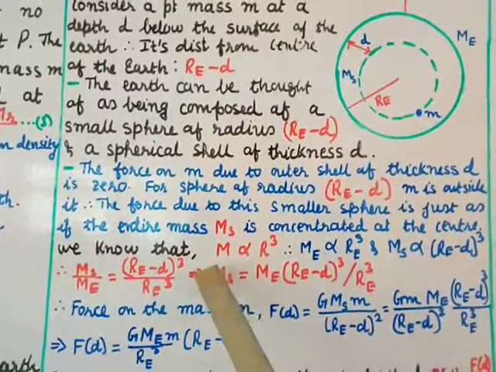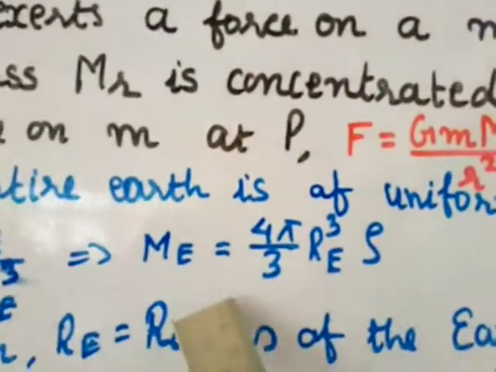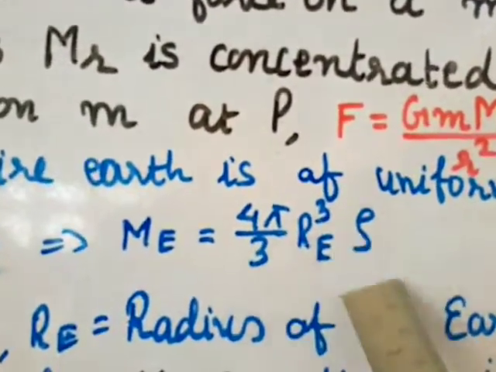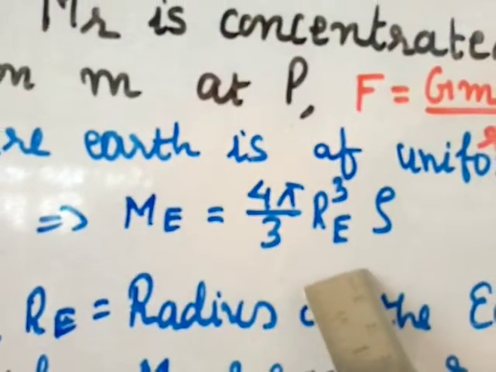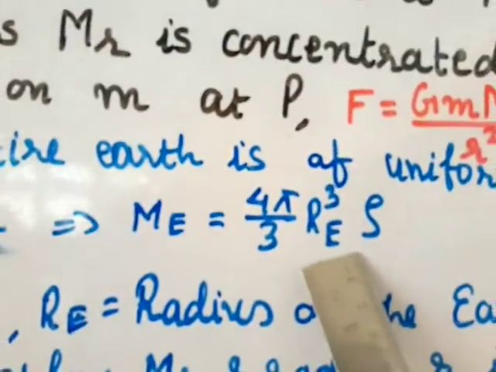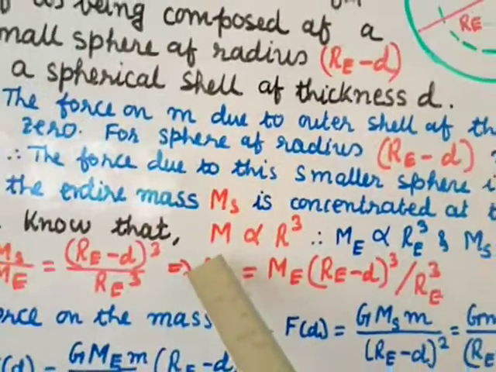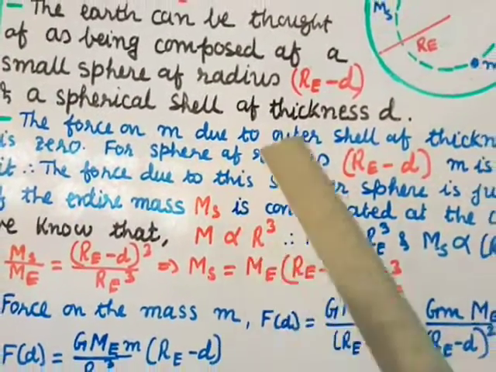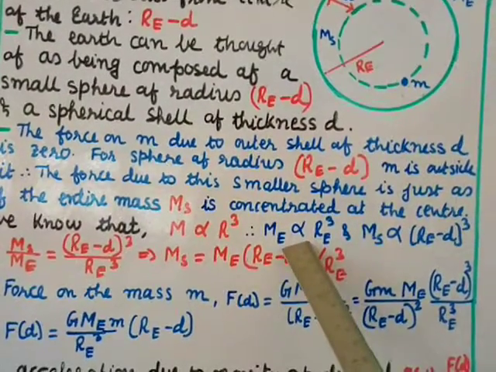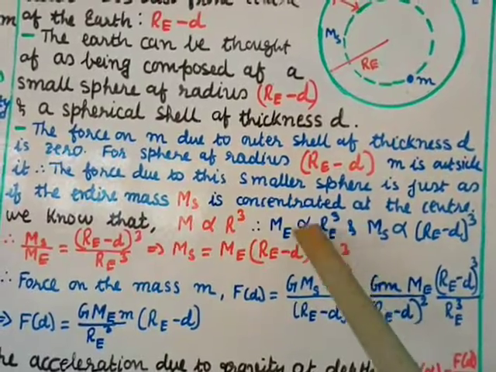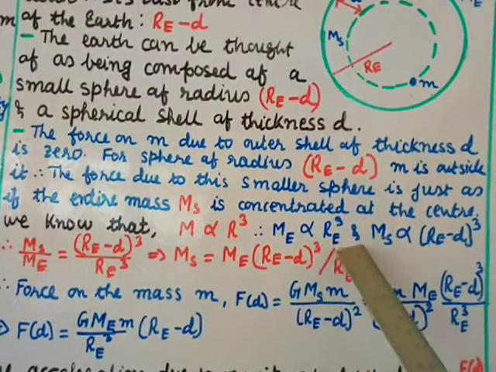Now we know that m is proportional to r cubed. Previously I told you that Me is equal to 4 pi by 3 Re cubed rho. If you consider rho constant, then m is proportional to Re cubed, that is, mass is proportional to the cube of the radius. So the mass of the earth, Me, is proportional to the cube of the radius of the earth, Re cubed.